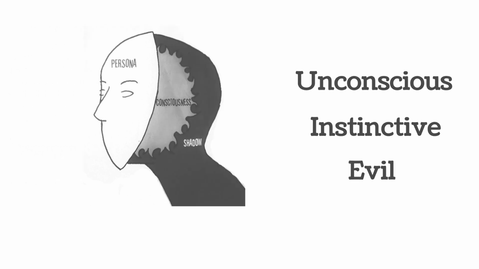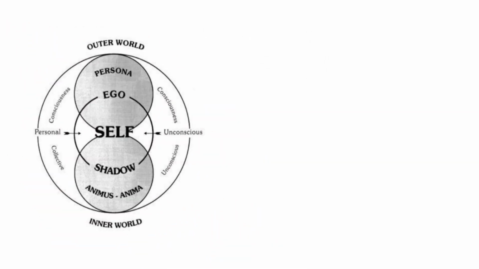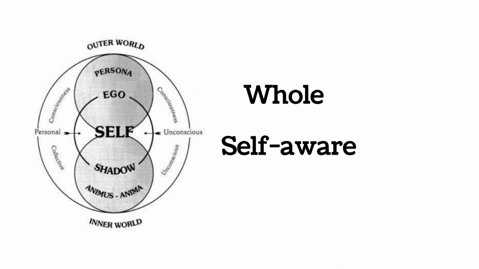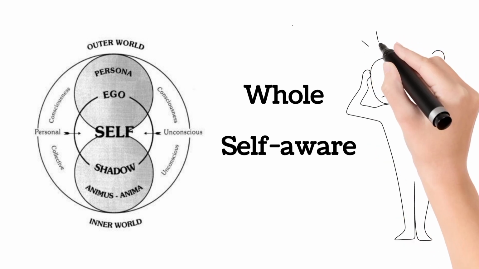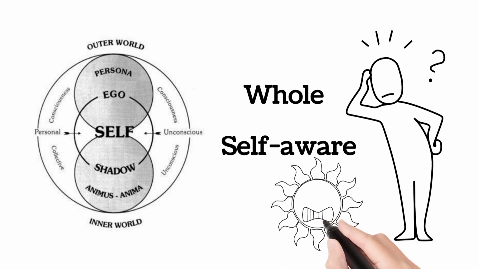The shadow self is regarded in Jungian psychology as a crucial aspect of the psyche that must be acknowledged and integrated in order for a person to be whole and self-aware. Ignoring or denying the existence of the shadow self can lead to psychological problems and may result in an individual acting out their unconscious desires in negative ways.